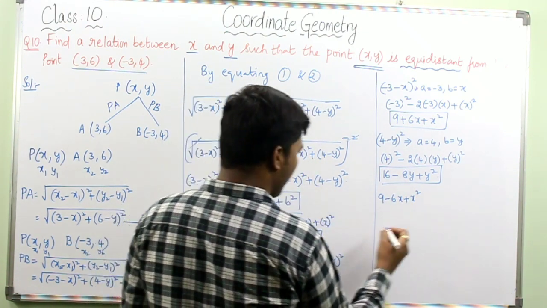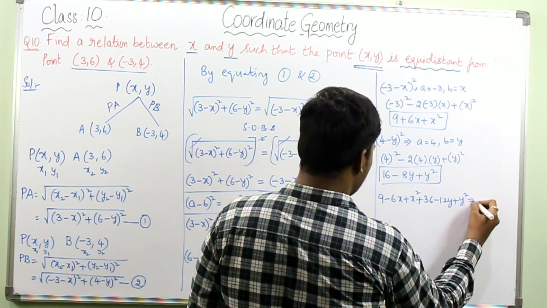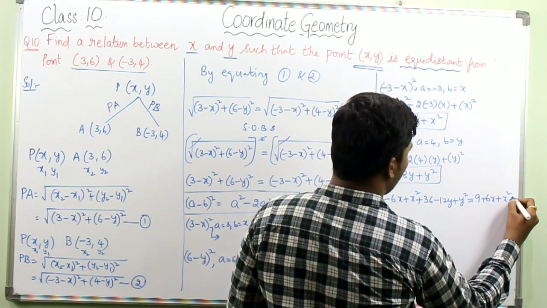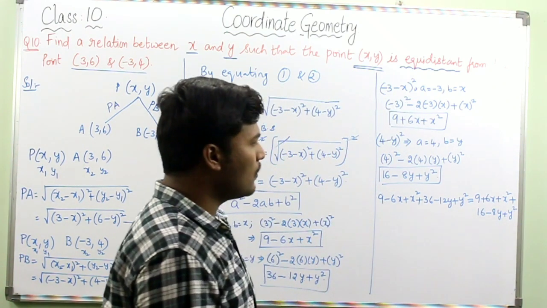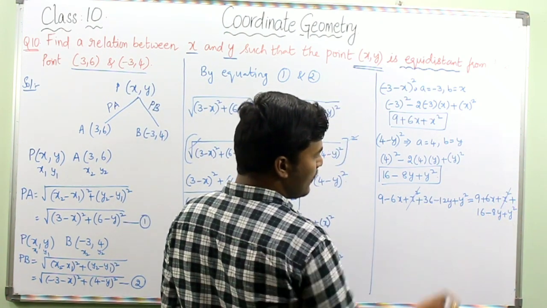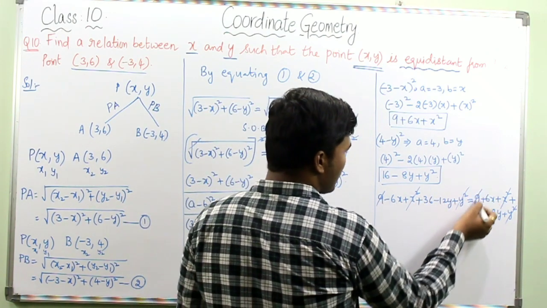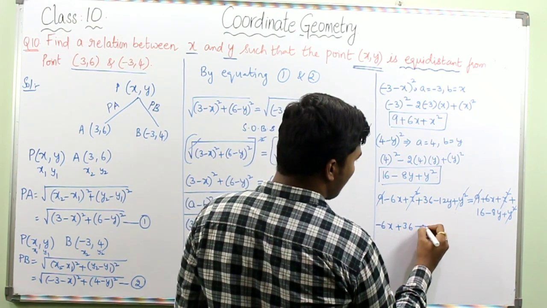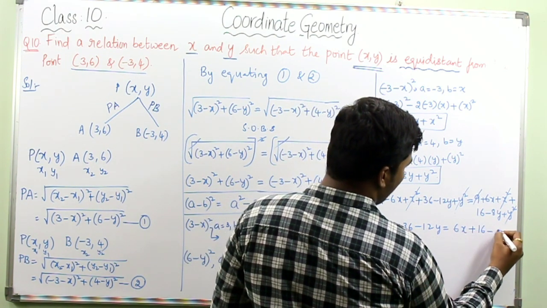Let me substitute them back: 9 minus 6x plus x square, and in between I have a plus, so no changes, 36 minus 12y plus y square, is equal to 9 plus 6x plus x square plus 16 minus 8y plus y square. On both sides I have an x square term, so let us cancel it. I have a y square term, so let us cancel it. I have a plus 9 on both sides, so cancel that too. I am just left with minus 6x plus 36 minus 12y is equal to 6x plus 16 minus 8y.